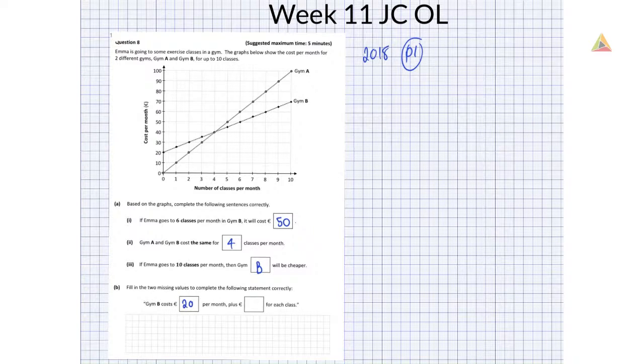And then it asks plus how much euro for each class. So if we look here, the difference between one class and 2 classes is a jump of 5 because that's 25 and that's 30. The difference between 2 classes and 3 classes again is 5 because it jumps between 30 and 35. So that means it must cost 5 euro for each class. So that's the answer to that one.